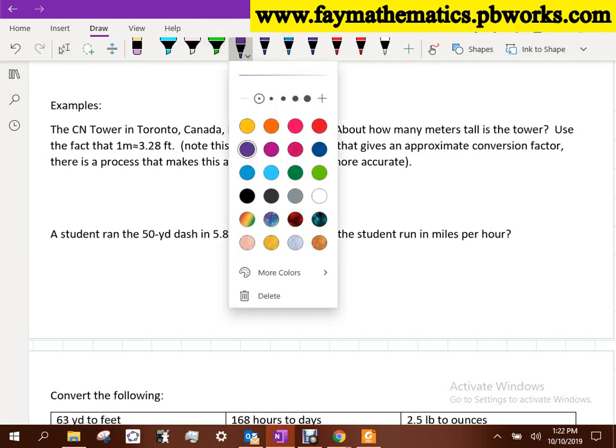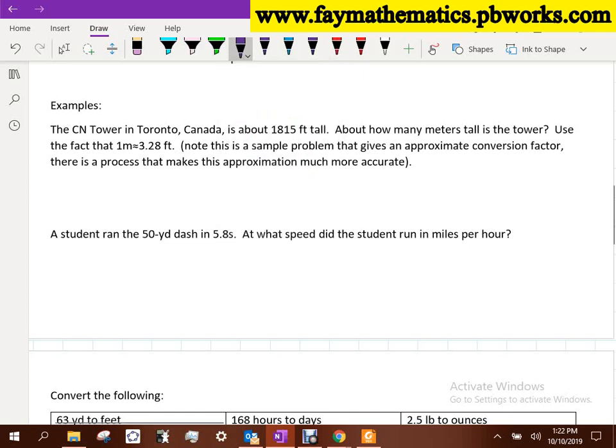First thing you're going to write down is the amount that you start with. So we're starting with something that is 1,815 feet tall, right? Everything that you start with, if it is not a fraction, you turn it into a fraction. You put it over 1.